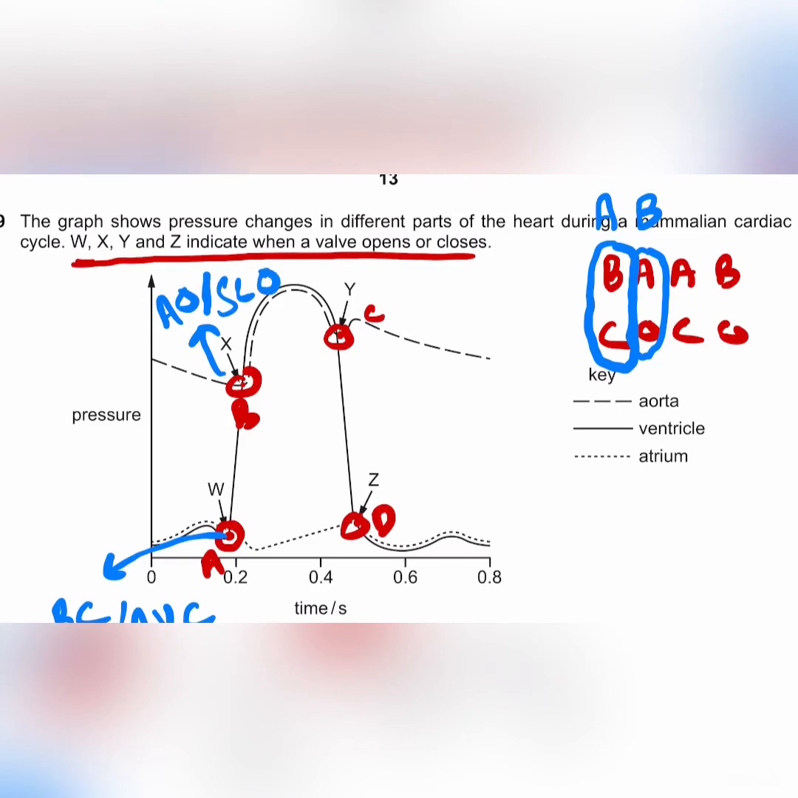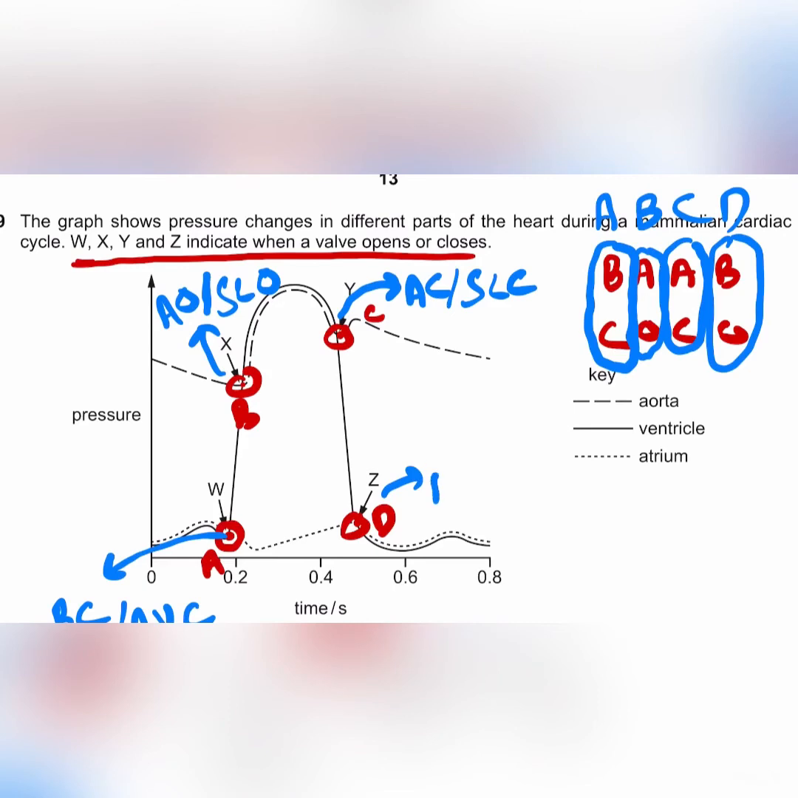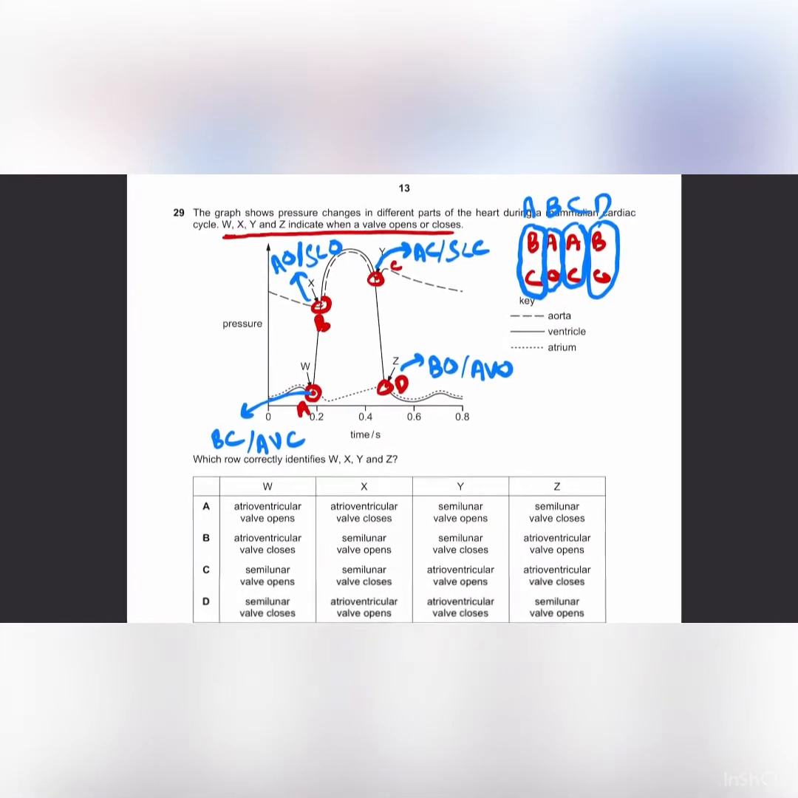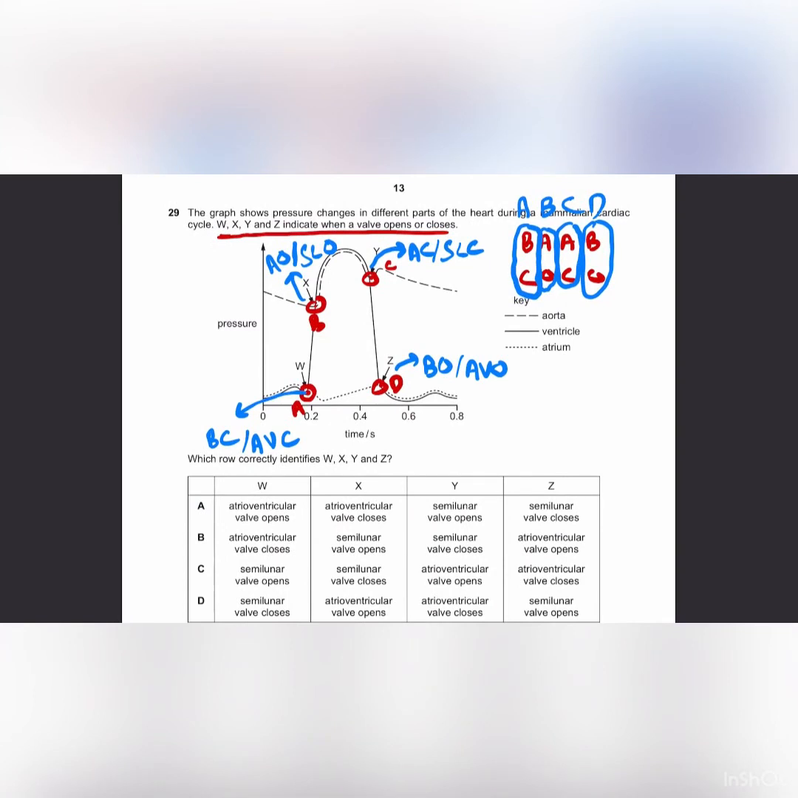So semilunar valve opens. Okay, for C, we have AC. Aortic valve closes, or we can say semilunar valve closes. And for D, we have BO, which means bicuspid valve opens, or we can say atrioventricular valve opens. For W, in this case, atrioventricular valve closes, right? For X, which is the point B, semilunar valve opens, or aortic valve opens.